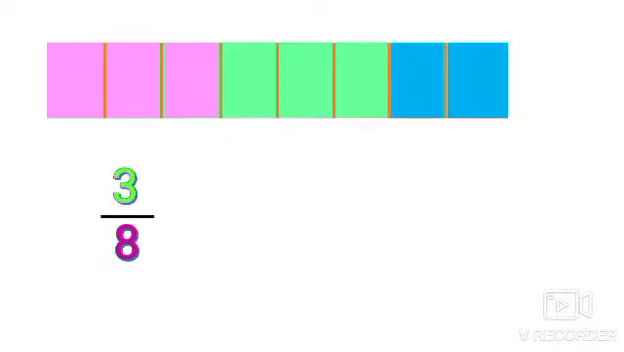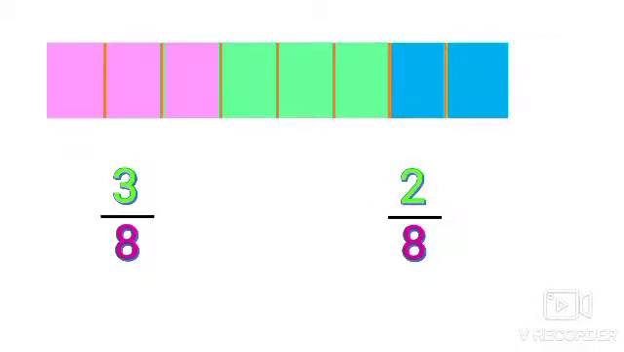So let us take this example. This strip is divided into 1, 2, 3, 4, 5, 6, 7, 8 equal parts. Out of this, 3 parts are colored pink and 2 parts are blue. So what is our fraction? 3 upon 8 for pink, and 2 upon 8 for blue.